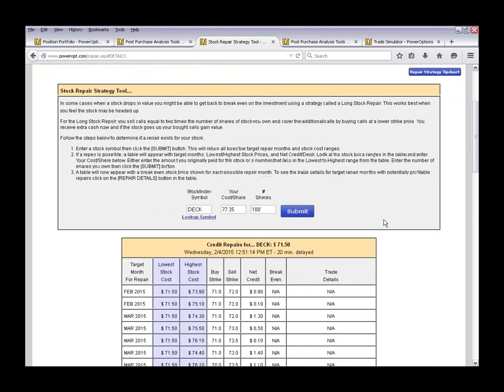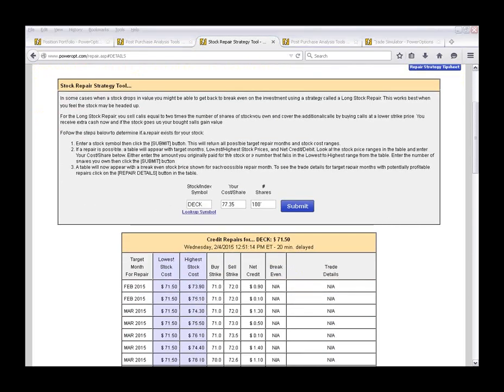Okay, so we said if we took assignment right now on our 79 strike put on Deckers, we keep the 165 premium. We have a cost basis of 77.35. Well, the stock right now is trading at 71.50. So what happens if I take assignment on my 100 shares? We're going to talk about the pros and cons of this, but now I take assignment and I buy another 100 shares at 71.50. This would allow me to average my cost basis down to 74.45 roughly.